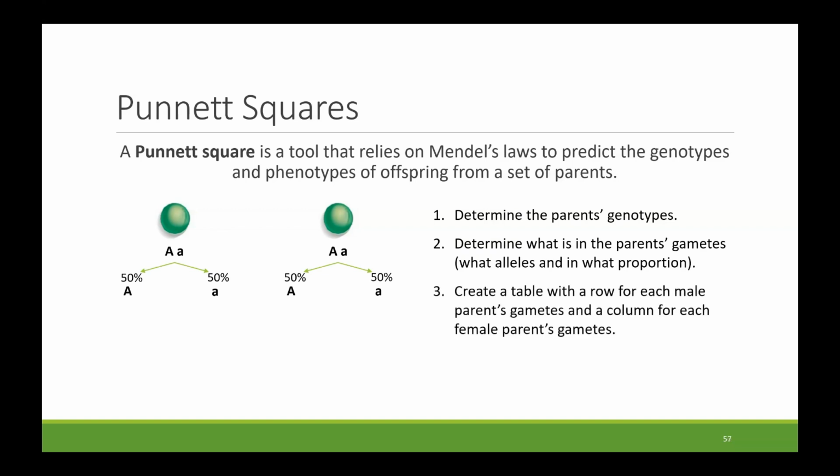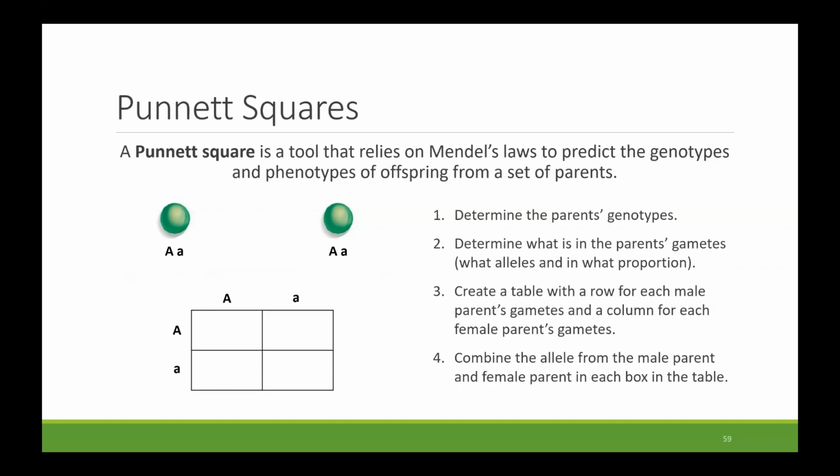And this leads us to the third step, which is to create a table with a row for each of the male parent's gametes and a column for each of the female parent's gametes. So there are 2 genetic possibilities for the male parent, big A and little a, which means there should be 2 rows. And there are also 2 possibilities for the female parent, big A, little a, which means there should be 2 columns. So we set up a table that's 2 by 2. And if you take these gametes and you assign them to their own row and their own column, then the final step is to fill in the boxes in the middle of the table.